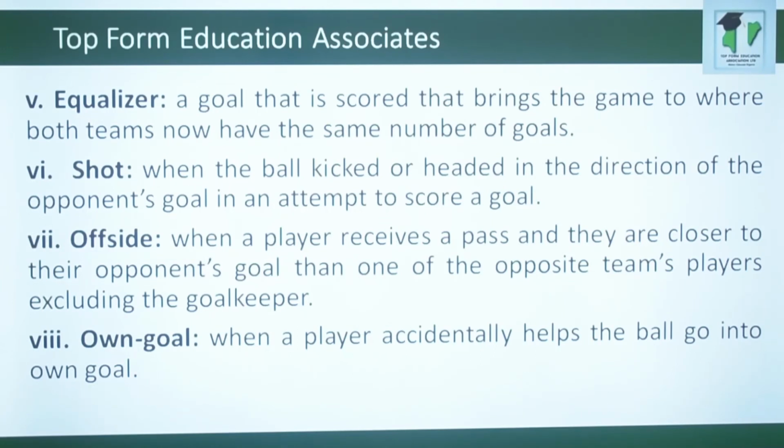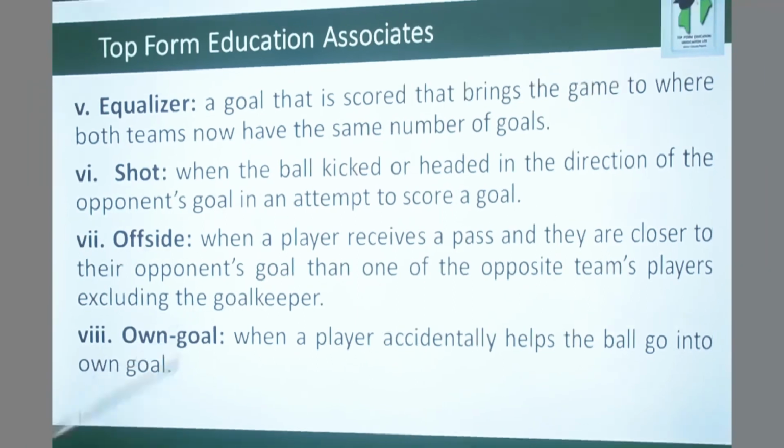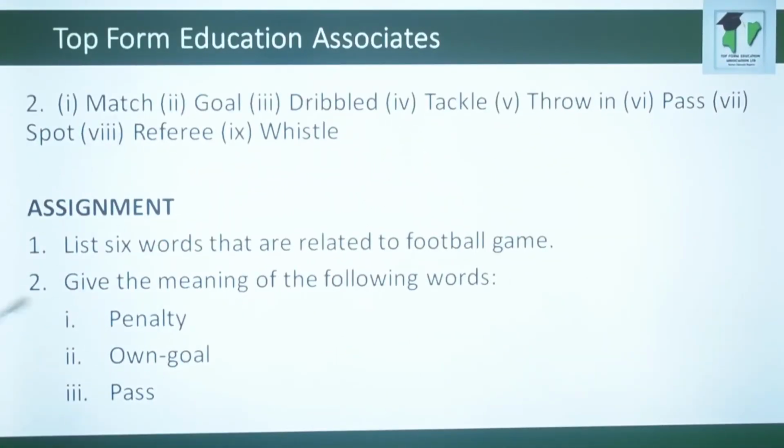Number 7, offside. Offside is when a player receives a pass and they are closer to their opponent's goal than one of the opposite team's players, excluding the goalkeeper. Then we have the own goal. The own goal is when a player accidentally helps the ball go into their own goal. So when a player scores against his own team, that is called the own goal.